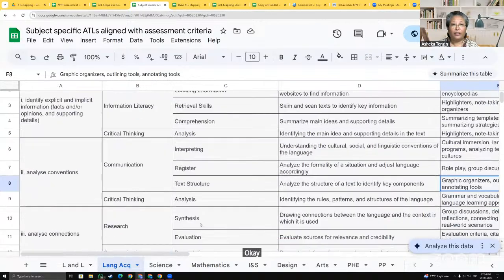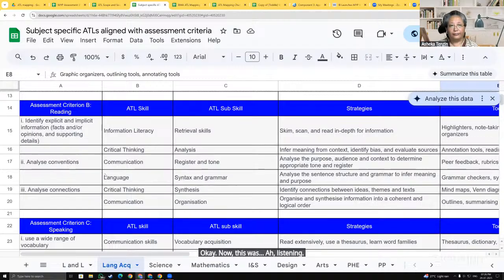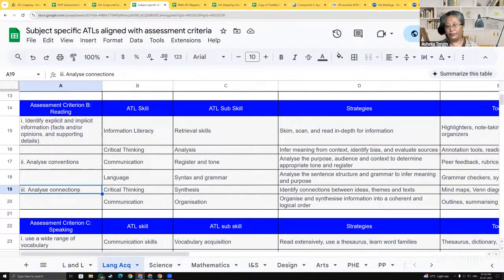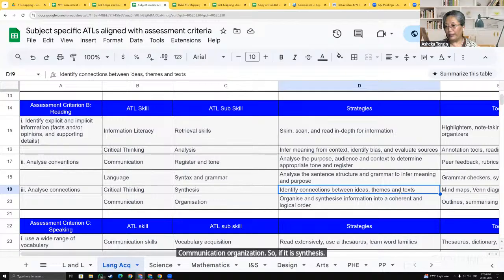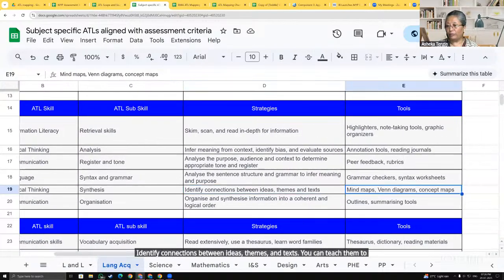Okay. Now this was listening. Now reading. Analyze connections. Again, critical thinking, synthesis, communication, organization. So if it is synthesis, identify connections between ideas, themes, and texts. You can teach them how to use mind maps and concept maps.